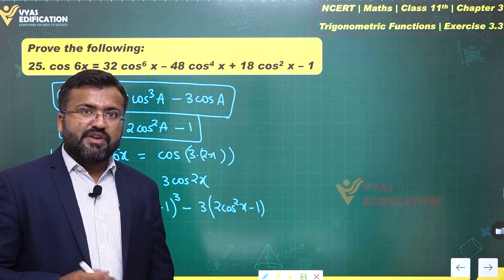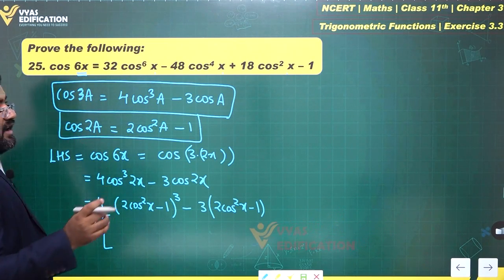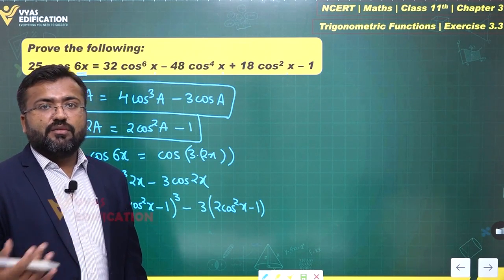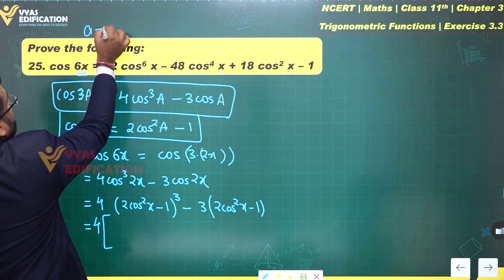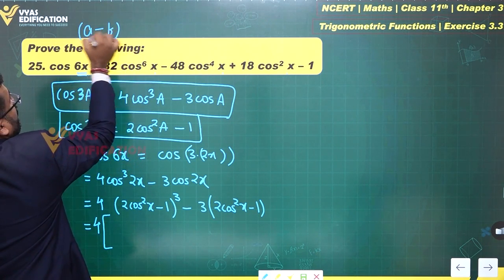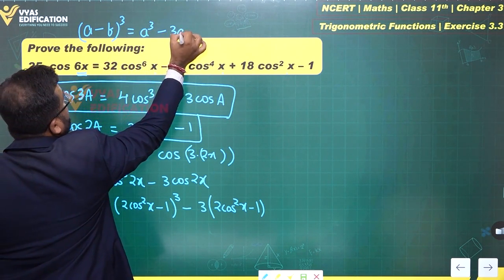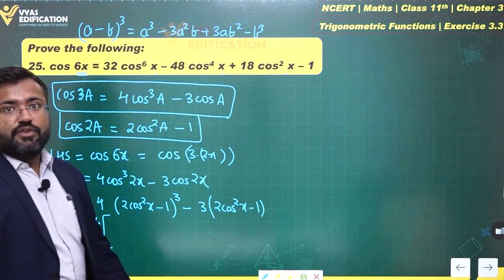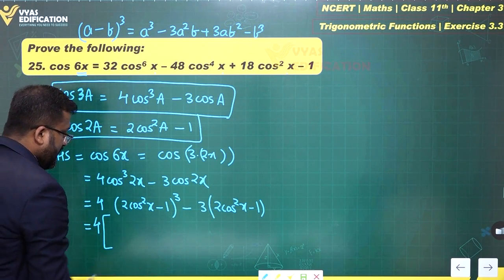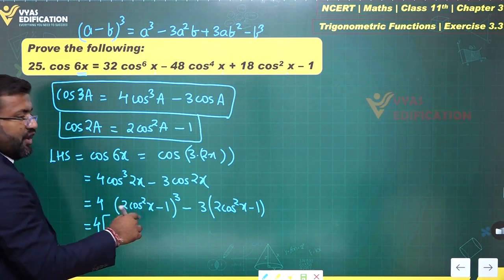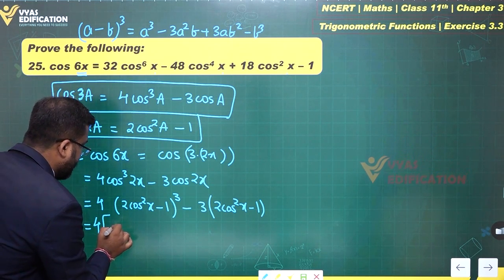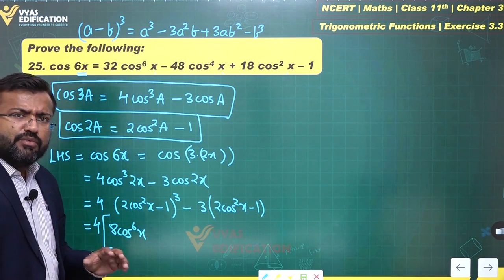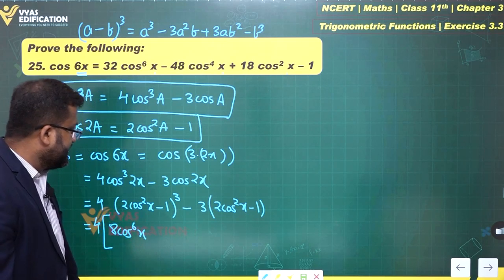The formula for a minus b whole cube is, let me write that formula. A minus b whole cube will be equal to a cube minus 3a square b plus 3ab square minus b cube. That's what I will be getting, right? Let's take a look at this. This is a power 3, 2 cos square x power 3. What will that be? 8 cos power 6x. I hope that's okay. 2 power 3 cos square x power 3 will be this.